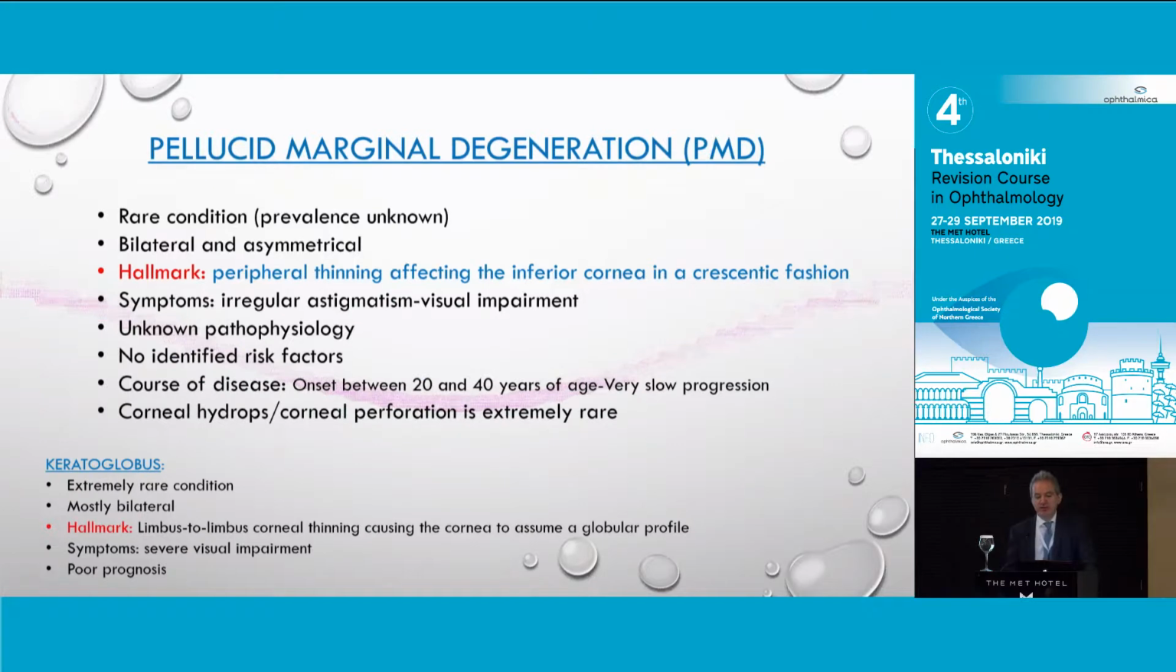Now, pellucid marginal degeneration is much more rare compared to keratoconus, also bilateral and asymmetrical. And here we see the thinning in the periphery inferiorly in a crescentic fashion. The onset is later, between 20 and 40 years, and we don't know that much compared to keratoconus. We know that it's mild. We know that it tends not to progress, and if there is any progression, it's slow. So we rarely need to intervene.